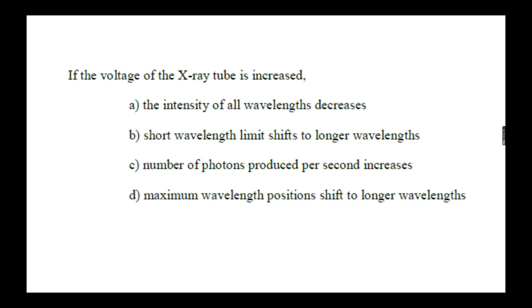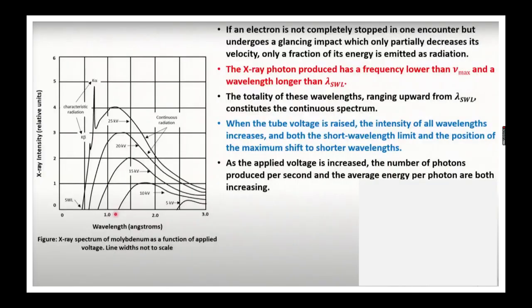So, can you guess? C. C. Number of photons. Okay, fine. So let's see. So here, I think it is right. As you can see, the voltage is increasing, for example from 5 kilovolt to 10, 15, 20, 25. So in this way, the voltage in the X-ray tube is increasing, right?